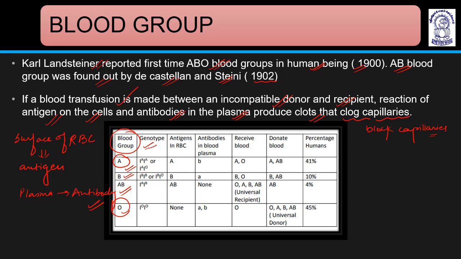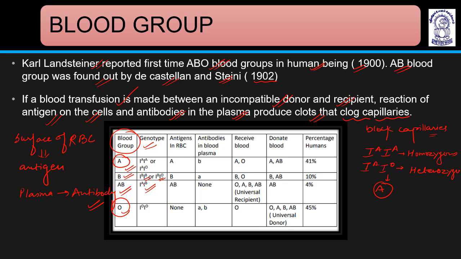Genotype for A is IA, where I represents the agglutinogen. So IAIA or IAIO. IAIA is a homozygous condition and IAIO is heterozygous. Both represent A blood group as O is recessive in terms of A, B and AB. B blood group, same: IBIB or IBIO. AB blood group, only one condition, IAIB.